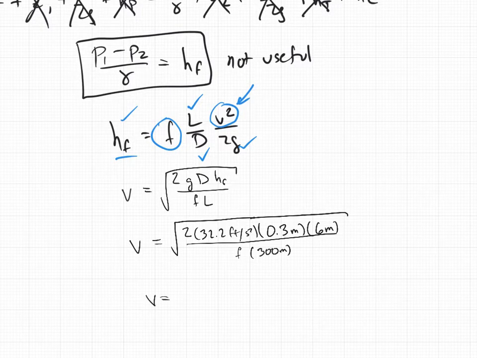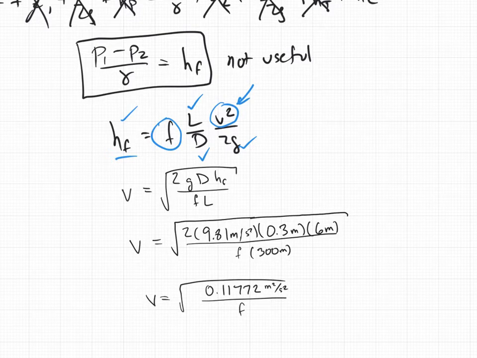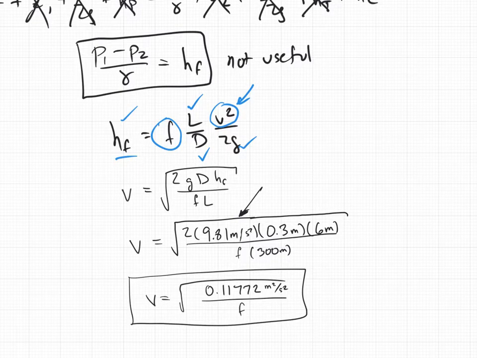So V equals, and if you ignore my error, obviously that should have been meters per second squared. I'm sure some of you caught it. Hopefully you didn't already send me an email about it. And here's our velocity. This is going to be our first equation right here.